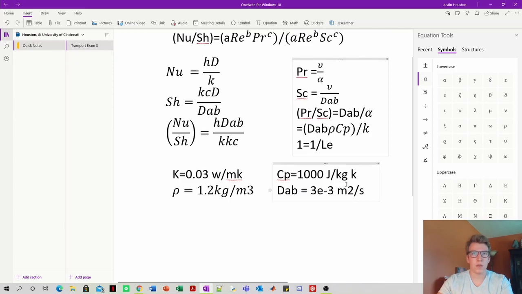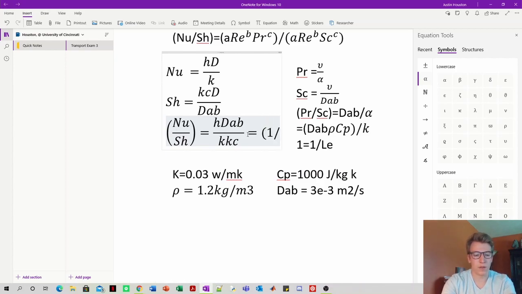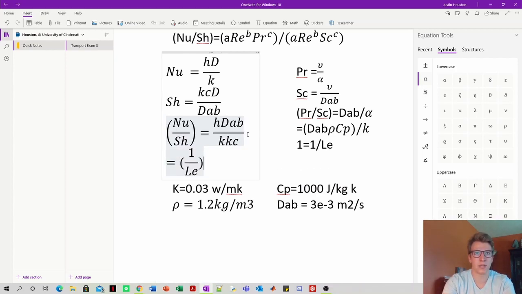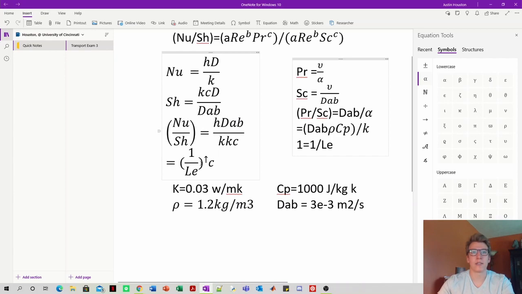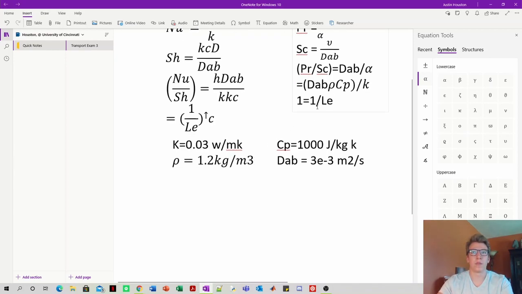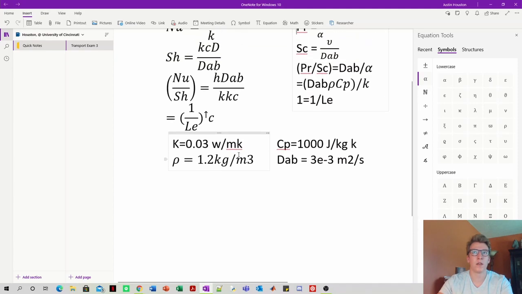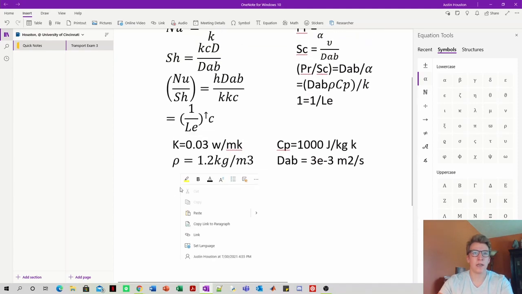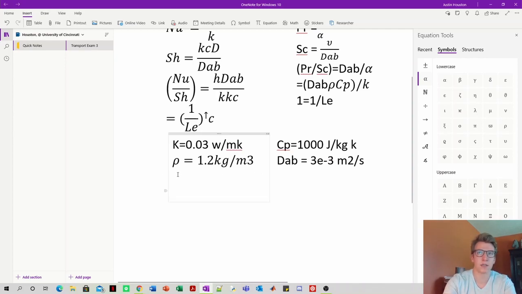And that we also know that this Nusselt over Sherwood is going to be also equal to 1 over the Lewis, and that's all to the power c. I guess that's just the exponent value. And having that, we can then define this relationship further of the Prandtl-Schmidt. We can then take, I guess I'll just keep working off of this text box.